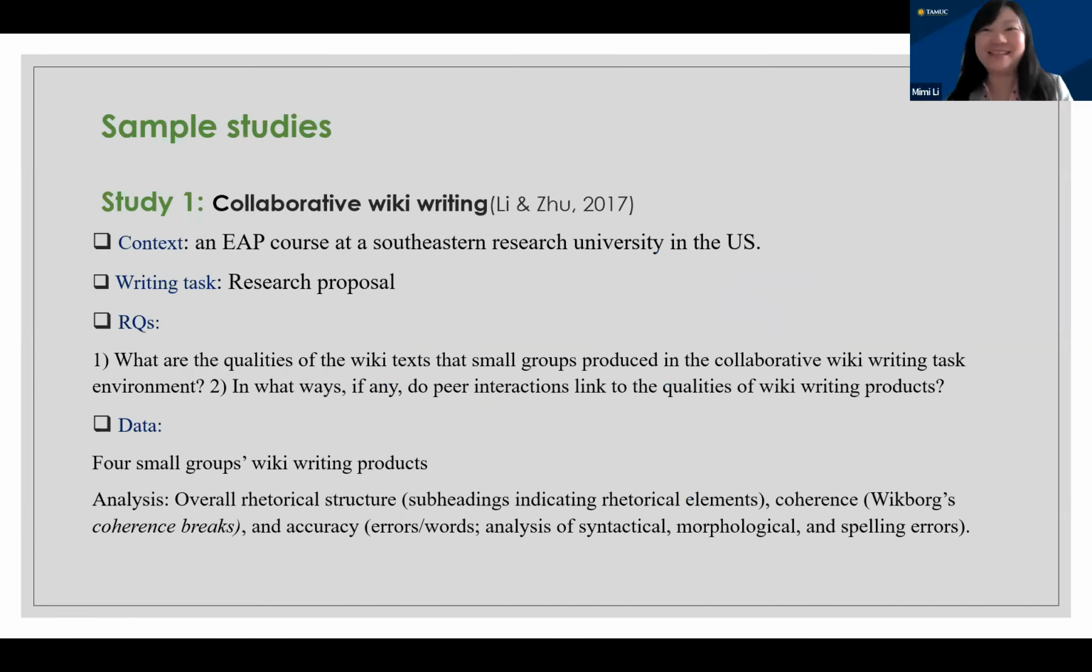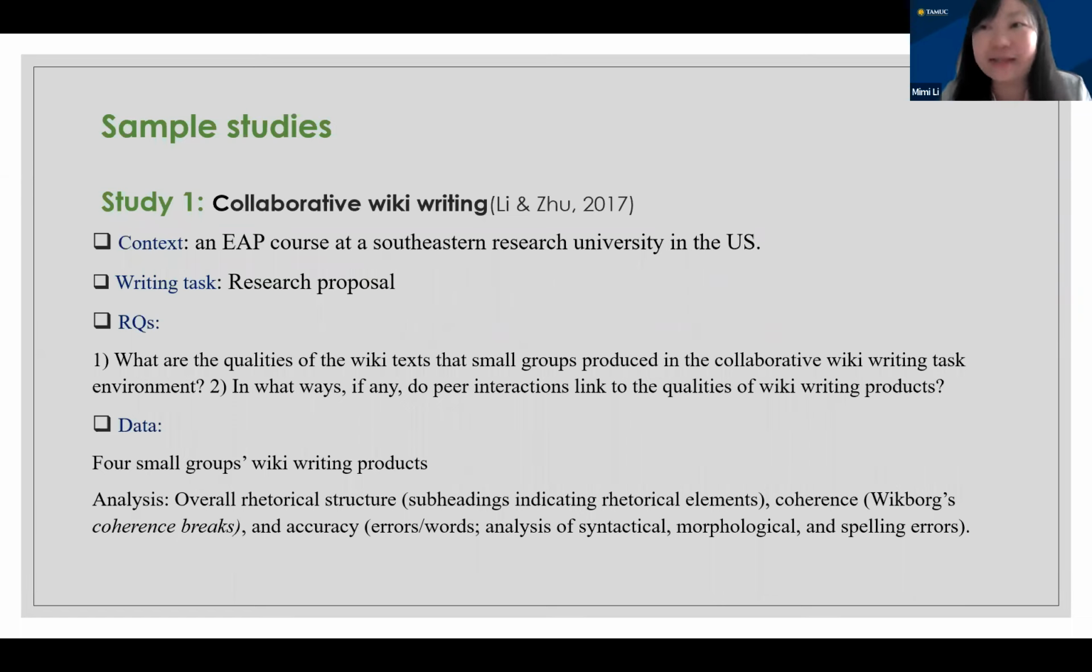Now, since I conducted a lot of research studies on collaborative writing, I want to share with you two studies here. The first study came from my dissertation that was conducted at the University of South Florida. It was in an EAP course at USF, and the students were required to write the research proposal collaboratively. So the research questions are, what are the qualities of the wiki texts that small groups produced in the collaborative wiki writing environment? And the second is, in which ways, if any, do peer interactions link to the qualities of the wiki writing products?